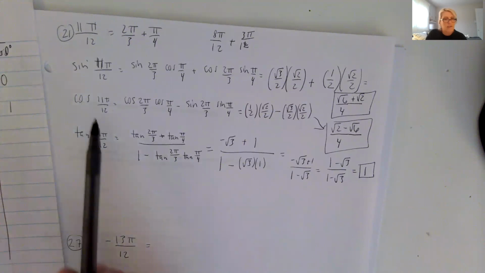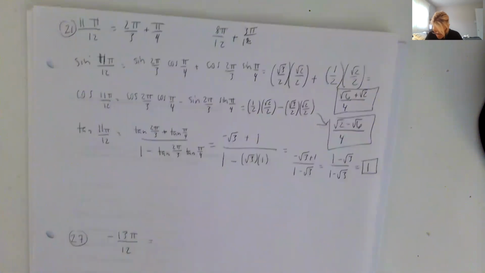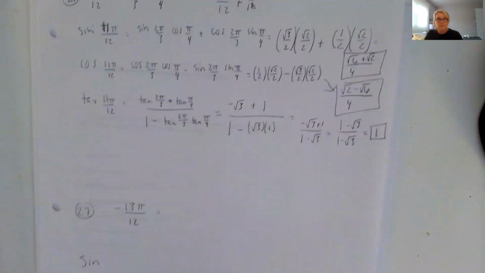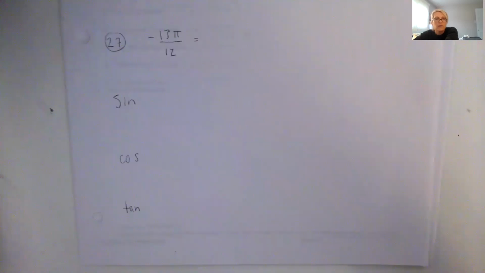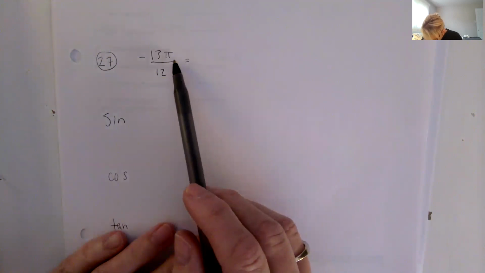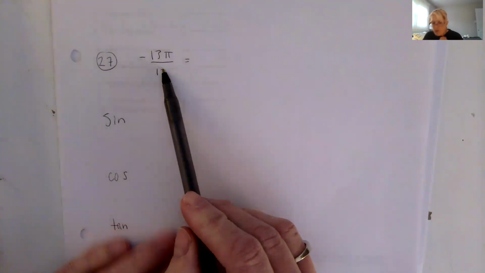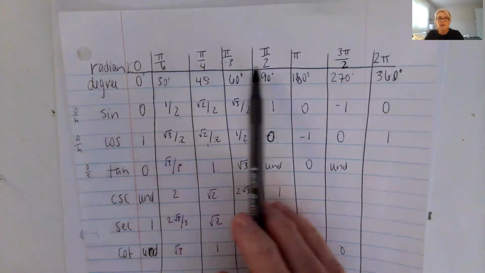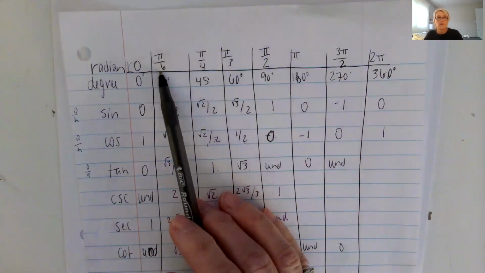So this section is expecting you to find the sine, cosine, and tangent of each of these. Okay. So next up is negative 13 pi over 12. So the common radian measures that we have, none of them are over 12. So let's simplify this into something that could be over 6.